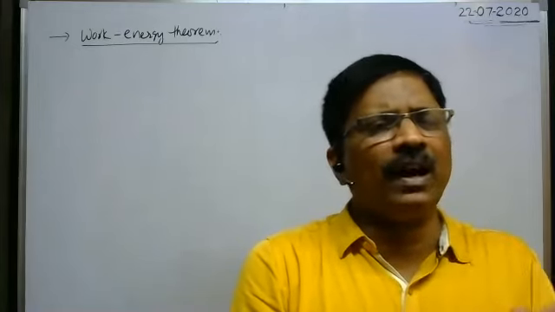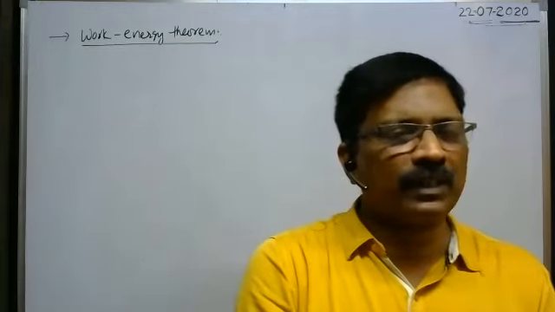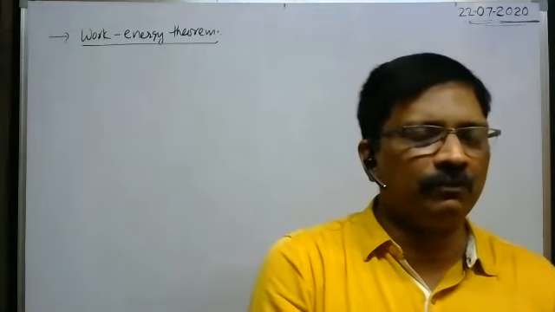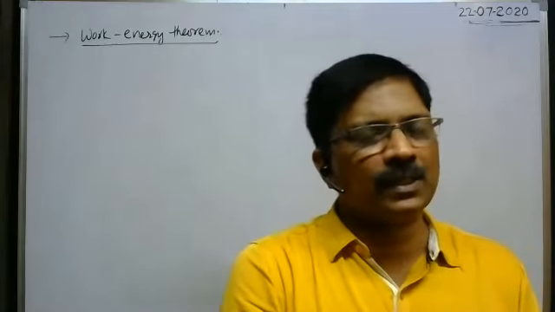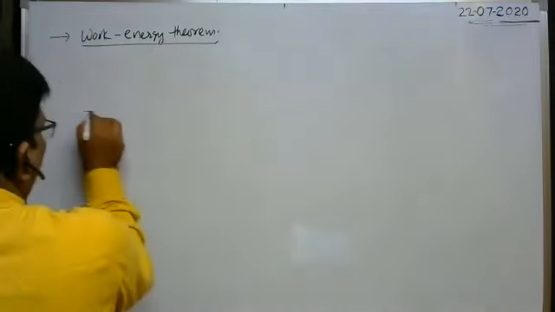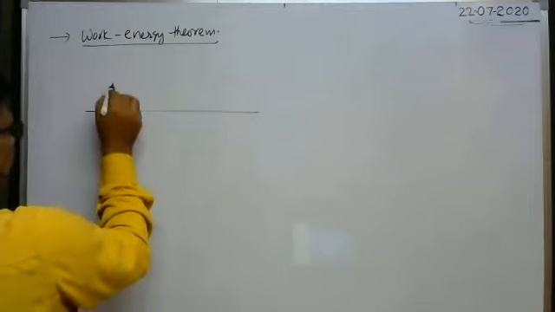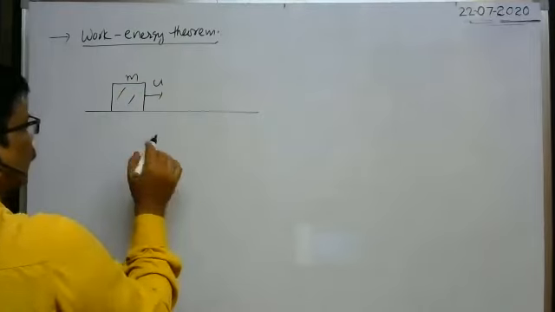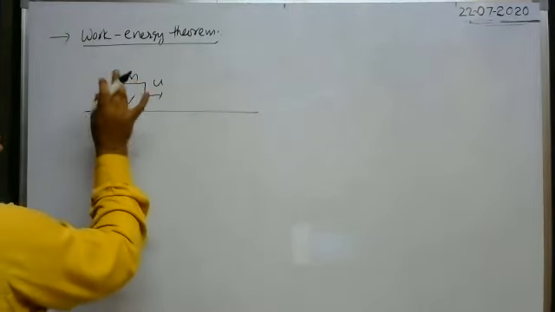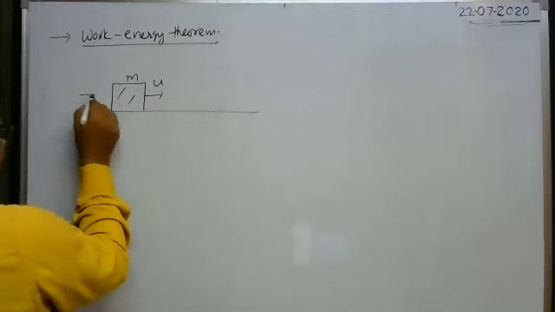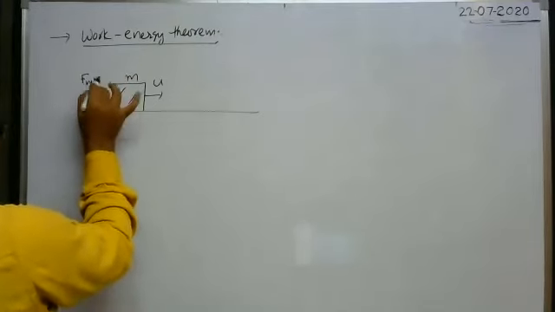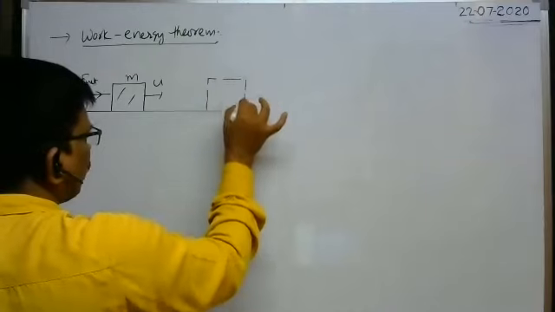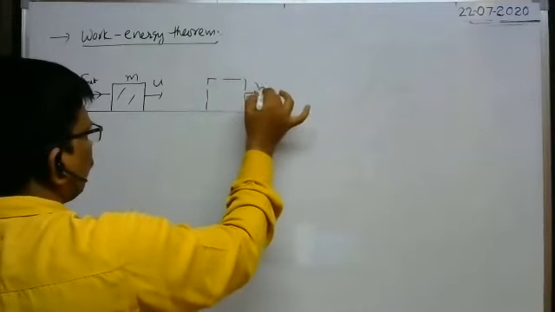So because of the net work done by all the forces on a body, suppose the kinetic energy increases to half mv square. You see here, on a horizontal surface, suppose a block of mass m is kept. Initially, it travels with a velocity u. Because a number of forces act on the body in different directions, the net force acts on the body in this direction. Because of this net force, the body acquires the velocity v after some time.